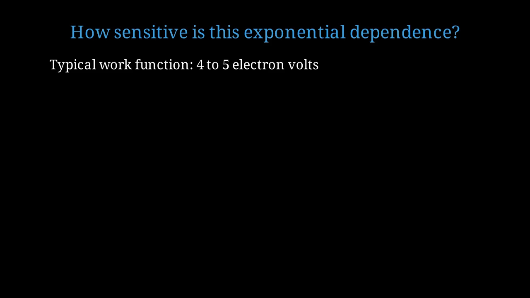Let's ask a question. Just how sensitive is this exponential dependence? Let's do a back-of-the-envelope calculation to see why this enables atomic resolution. For most metals, the work function is about 4 to 5 electron volts. Let's use phi equals 4.5 electron volts as a typical value. When you plug in the numbers, kappa is approximately 1 per angstrom. This means the decay length is about 1 angstrom.